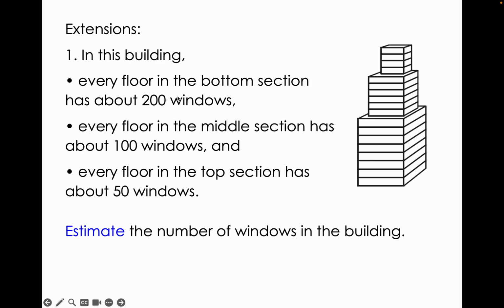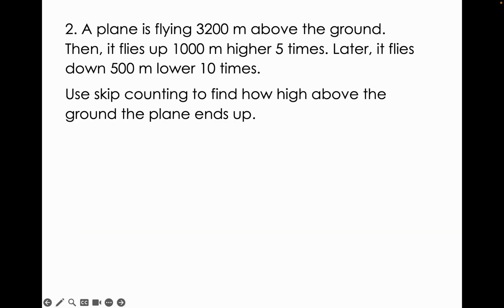So this whole section here is about 200 each, which is 2, 4, 6, 8, 10, 12, 14, 16. So that's 1,600 windows here. I jot that down, 1,600. And then 1, 2, 3, 4, 5, 600 windows here. I jot that down, 600. And then 50 times 4 is 200. So 1,600 plus 600 is 2,200 plus another 200. I would say about 2,400 windows is how I would estimate that.